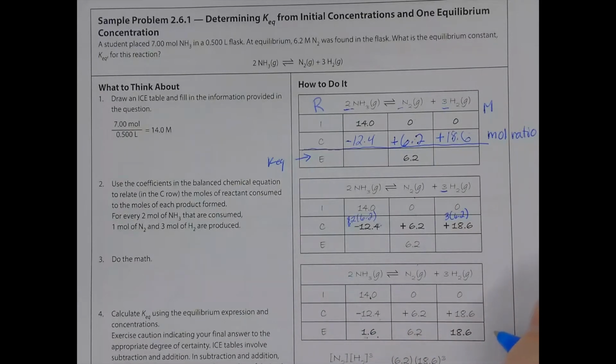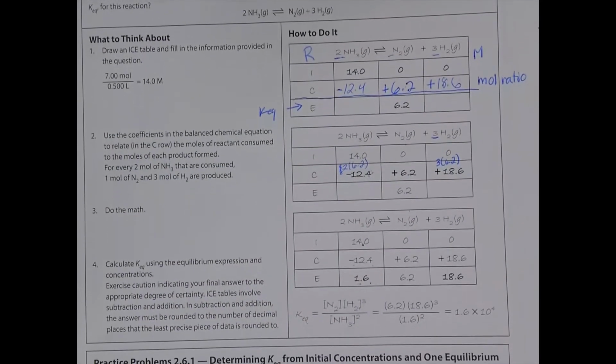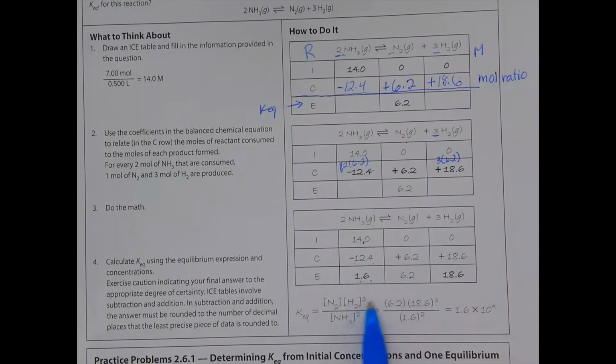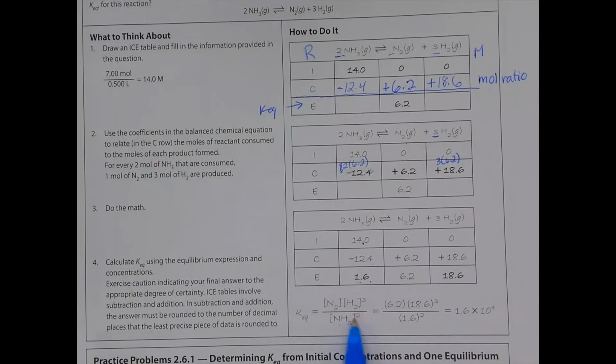So now that we have those, we can set up our equilibrium expression. As we've seen, that's the concentrations of our products raised to their coefficient power. So hydrogen's to the 3rd power because we have that coefficient of 3 in our reaction. And we're dividing by our reactant, NH3, squared because it has a coefficient of 2 in our reaction. So we're going to take these numbers from the equilibrium line and plug them in. Make sure you're cubing and squaring appropriately.